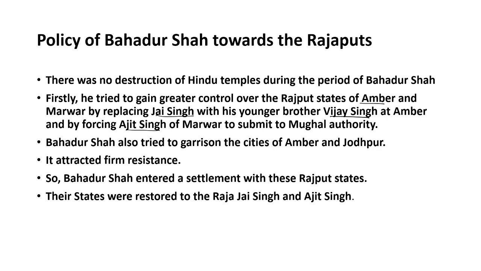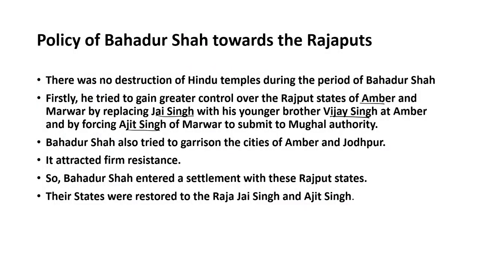This Rajput policy pursued by Bahadur Shah attracted stiff resistance from the Rajputs. In addition to the replacement of Rajput rulers, Bahadur Shah also tried to garrison the two cities of Amber and Jodhpur. It further strained the relationship between the Rajputs and Bahadur Shah. Because of the stiff resistance posed by the Rajput rulers, Bahadur Shah was forced into reconciliation with them. Because of this, Bahadur Shah restored the state of Amber to Raja Jai Singh, and Ajit Singh was allowed to continue his rule of Marwar.